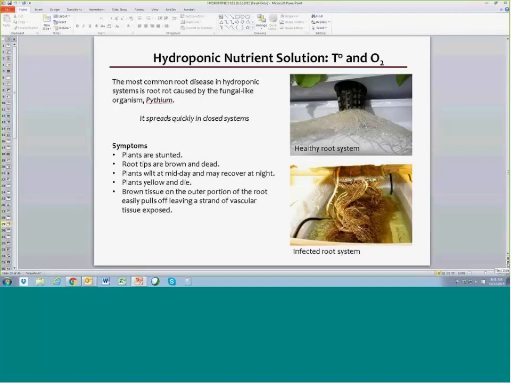And here you see a picture of a root system infected by a common disease called root rot disease. It's a fungal-like disease caused by Pythium. And once you have this, it spreads very quickly in the system. So you have plants that are stunted, with root tips from pale to brown to dead, and the plant will really not survive these conditions if it has spread throughout the system. So you have to be very careful because it can spread extremely quickly. Next.